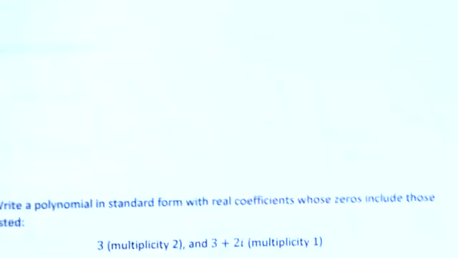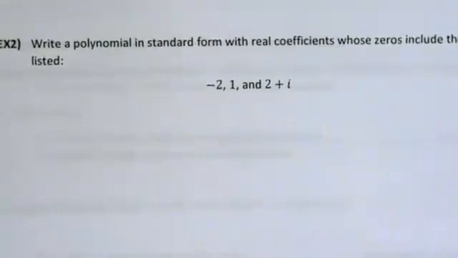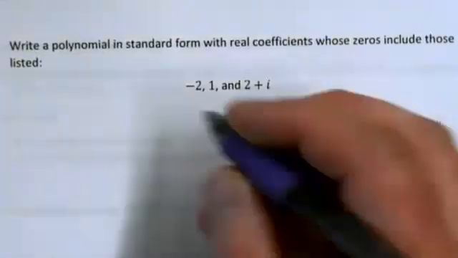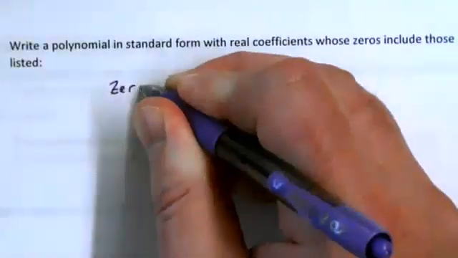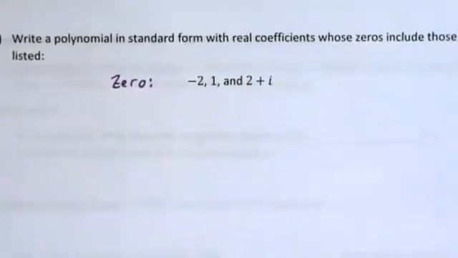Example 2 is kind of similar, but they didn't give us any factors this time. They're just giving us some zeros. So our goal is to write a polynomial in standard form. We're going to need to start by writing factors, and then we'll need to multiply those factors out. Very similar to the last one, except they didn't give us the factors. In the book, I think it says "of minimum degree" also in the instructions.